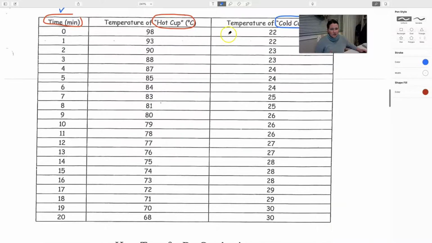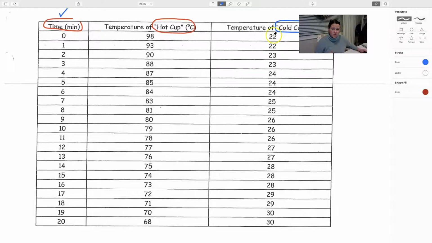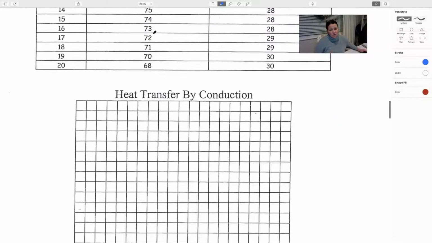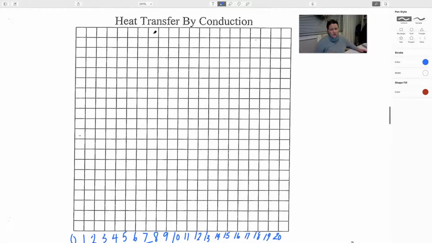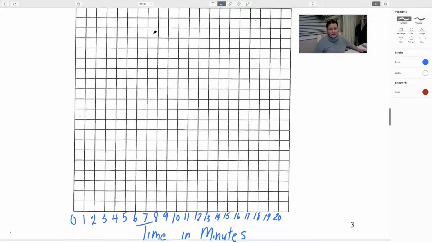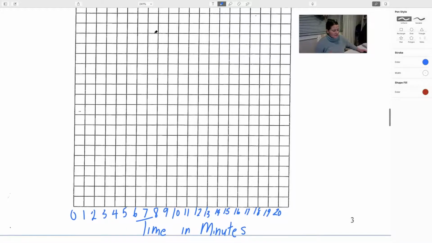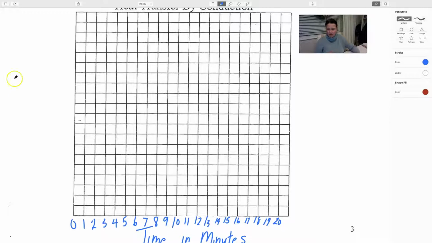Temperature ranges: your coldest temperature in your cold cup was 22, your hottest temperature in your hot cup was 98. I'm pretty sure there's about 20 lines. So if you do about as high as almost 100 divided by 20 lines, if you go by 5s, I'm pretty certain it works out. So let's just make sure we got this. Temperature in degrees Celsius will be your y-axis. And where x meets y, let's make this 0 again, and let's go by 5s.